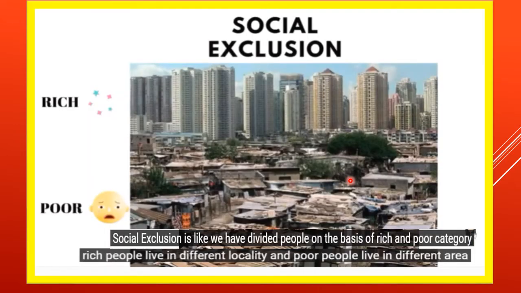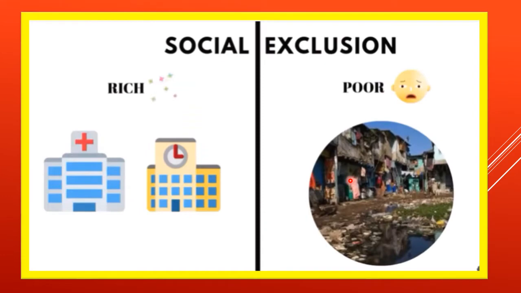The other factor is social exclusion. Now what is social exclusion? It is like we have divided people on the basis of rich and poor category. Rich people live in different localities and poor people live in different areas. Like in this picture you can see the high-rise building meant for the rich and the slums are meant for the poor. Now social exclusion has a very negative effect.